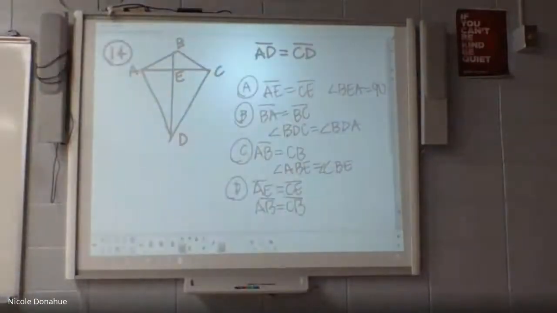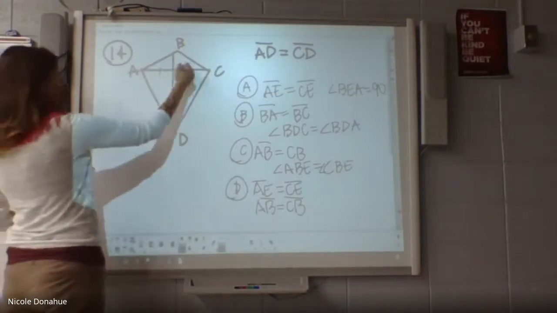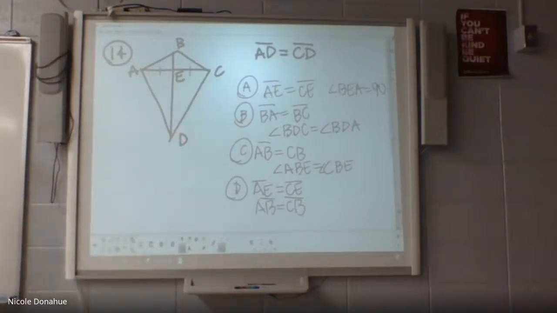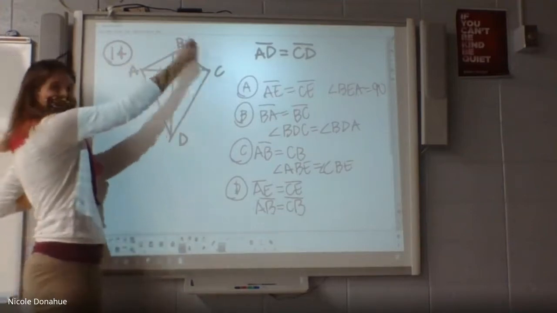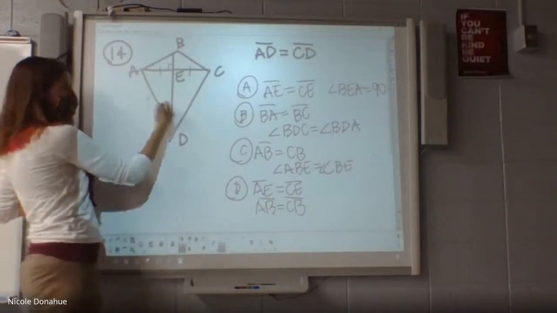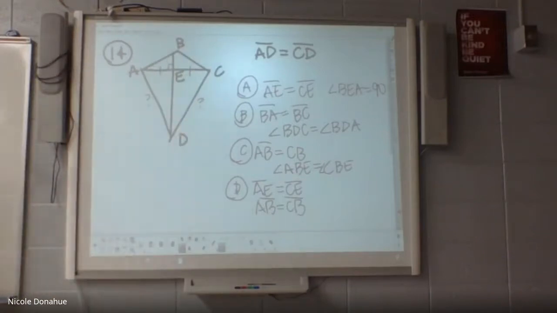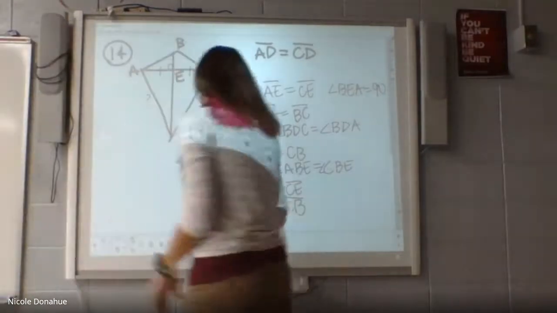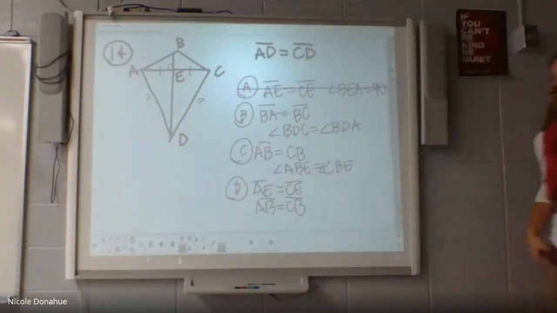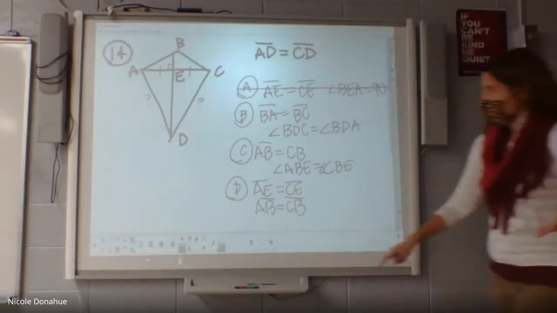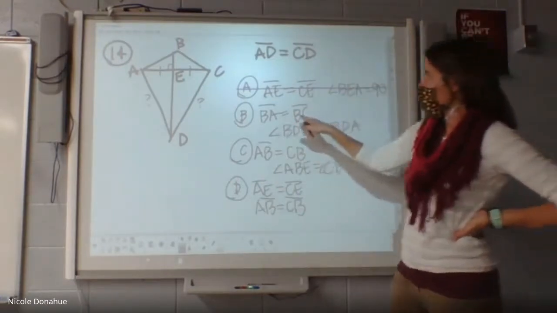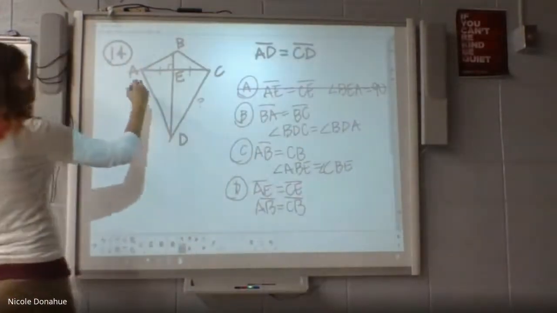So I'm going to do some marking and then I'll do some erasing, depending on what we know here. They say AE equals CE, and then they tell us BEA is 90 degrees. In this case, we could figure out that these top triangles are congruent, but we're trying to figure out that these two angles are congruent, so those top two don't help us. So I'm going to cross those out. That one doesn't work. The next one is that BA equals BC. Again, they're hanging out on top up there.